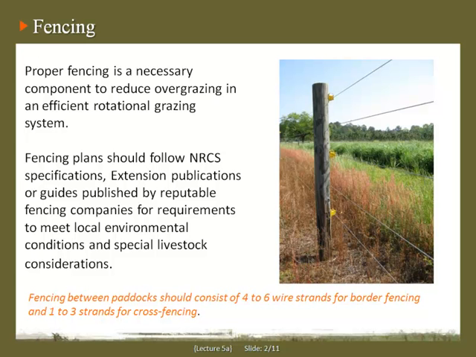Therefore, it is recommended to use at least one 12.5-inch gauge double insulated cable as your lead out to reduce resistance. The number of strands depends on the type of livestock being grazed. Generally, a minimum of 4 to 6 strands is recommended for border fencing, and 1 to 3 strands is recommended for cross-fencing cattle. However, the number of strands and strand arrangement may be different for other livestock such as sheep or goats.